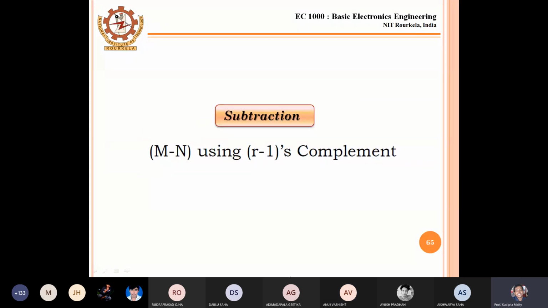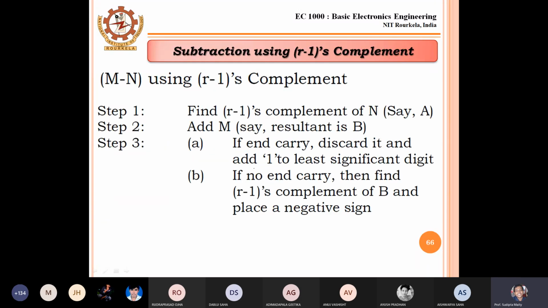Again, last topic: subtraction using R minus 1's complement. Same process, but with a little bit of modification in step 3, 3A and 3B. Just write down those steps: step 1, step 2, step 3. Do it a bit quickly, because after one or two more mathematics, the topic will be completed.